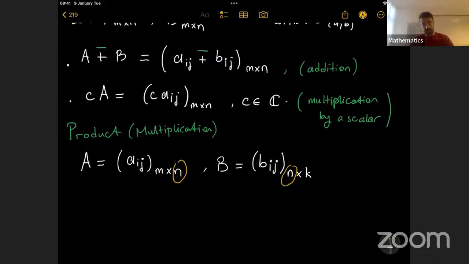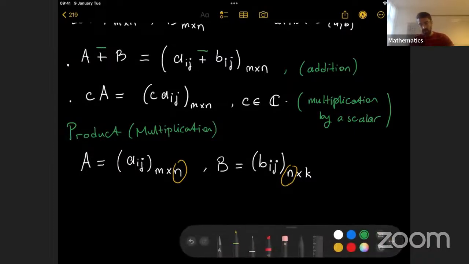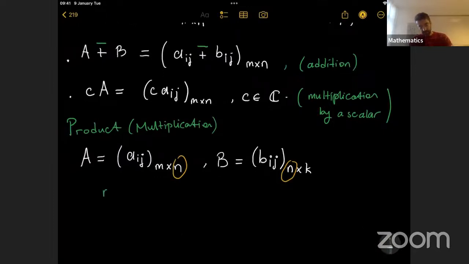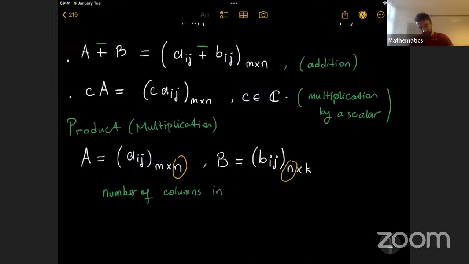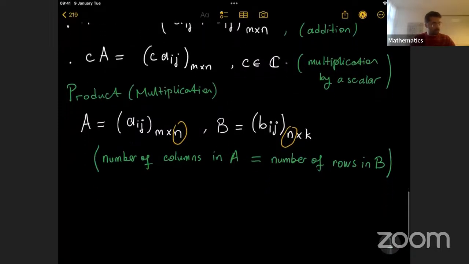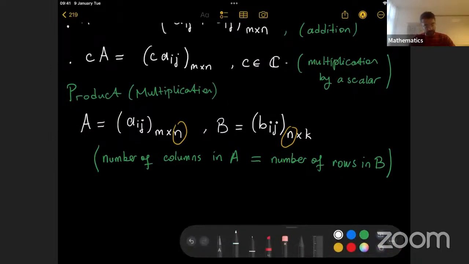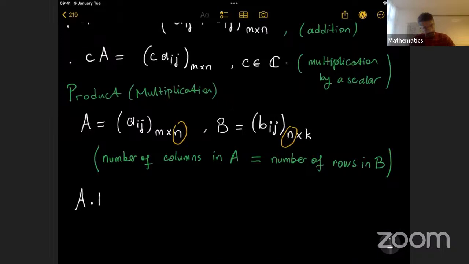Okay. So you take two matrices where the number of columns in A is equal to the number of rows in B. In that case, and only in that case, you can multiply two matrices, okay? So the resulting matrix will be this, A times B is equal to C here.